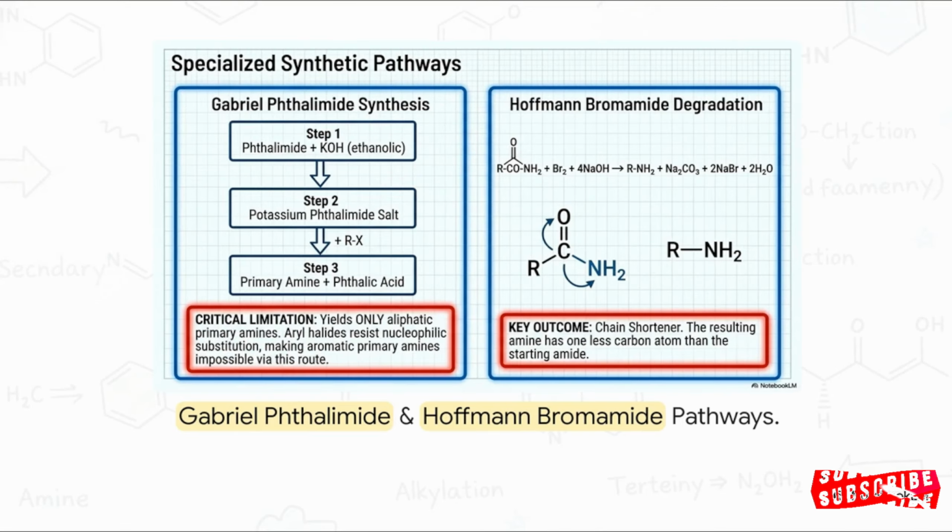For the more specialized pathways, here's a little insider memory trick. Associate Hoffmann bromamide with chopping a carbon off, because it acts as a precise chain shortener. You start out with an amide, and the Hoffmann degradation violently removes the carbonyl carbon entirely. So if your exam asks you to go from a 4-carbon chain down to a 3-carbon amine, well, you know exactly which tool to pull from your kit.